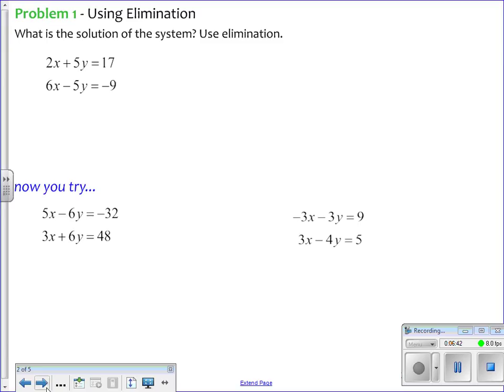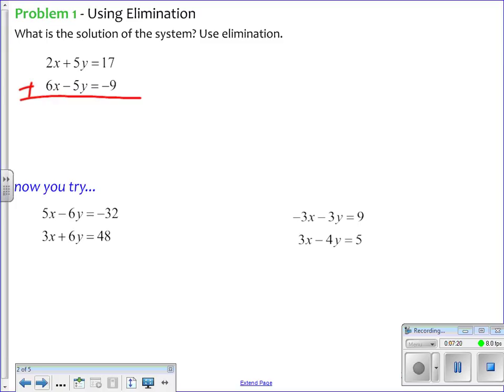So, let's do this example together. I have two equations, and I'm going to use elimination. What's my solution in the system? Here's how I decide if I want to do addition or subtraction. What's easier, addition or subtraction? Addition. Always try that first. And mentally, I can do it in my head. 2 plus 6 doesn't get rid of my x's. 5 plus negative 5, yeah, that'll get rid of my y's. I have two opposites. I want to add. So that's what you do.